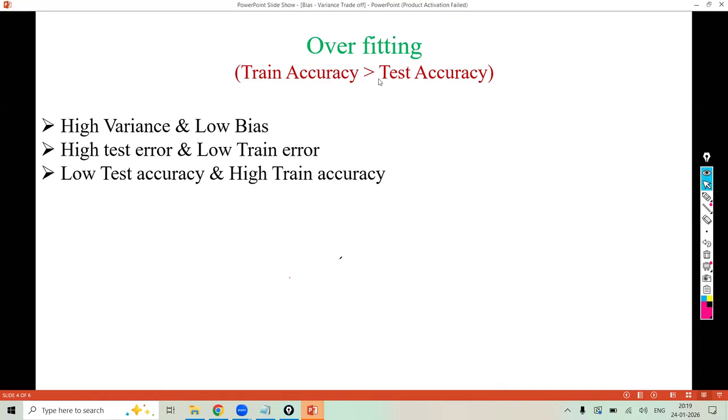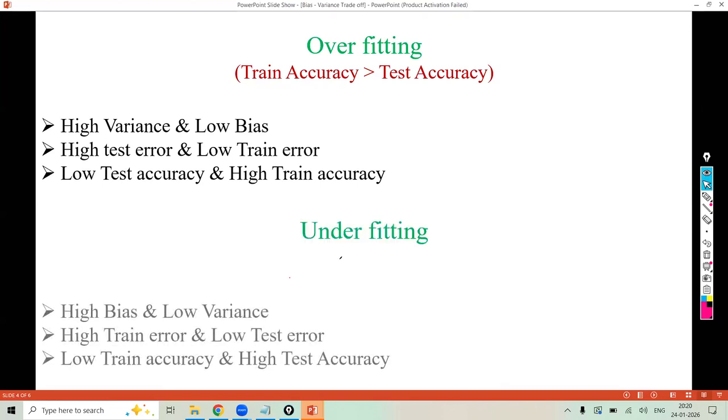So train accuracy is greater than test accuracy, meaning in training everything is clear. Or train error is lower than test error. Error is the opposite of accuracy. So the error in train is very low compared to test. Then it is called a high variance with low bias model, which is called the overfitting problem.